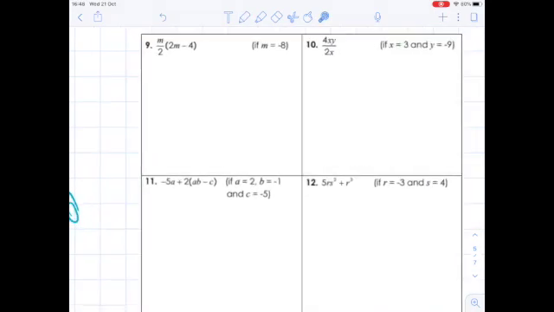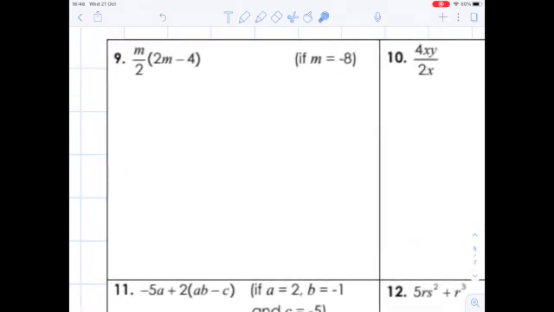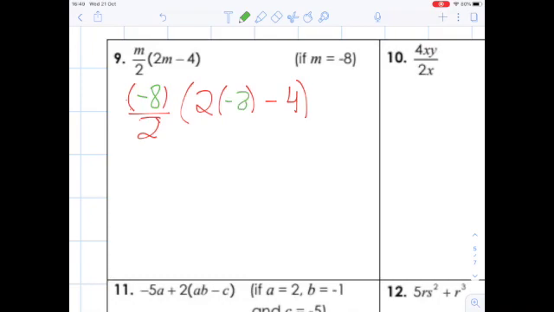Moving on to number 9. Number 9, I have m over 2 times 2m minus 4 if m equals negative 8. So let's go ahead and get that started. This is going to be m, I'm going to write a parentheses, over 2 times 2 times m, parentheses, minus 4. And I'm going to throw in negative 8 inside my parentheses.